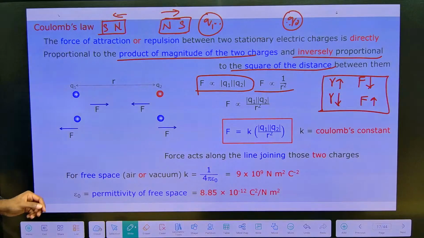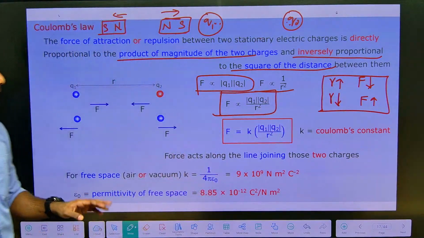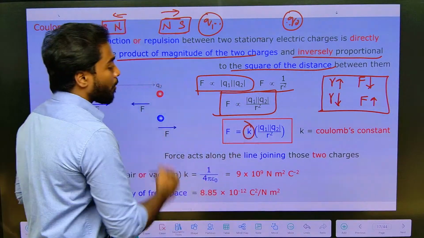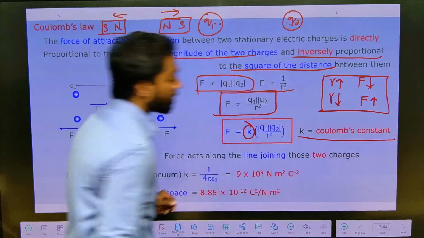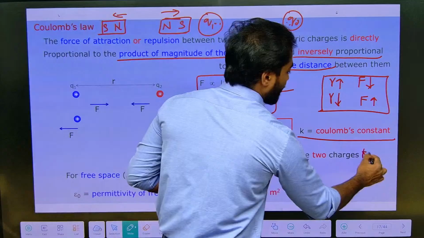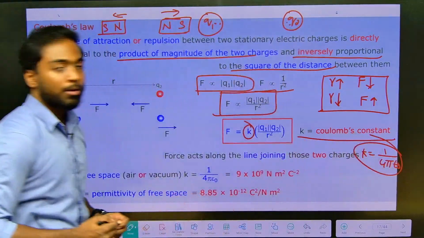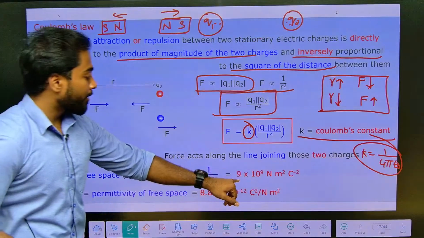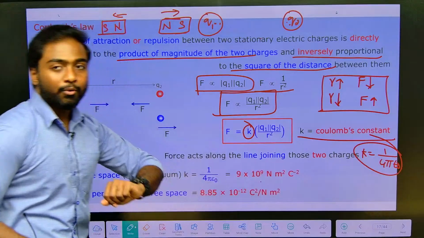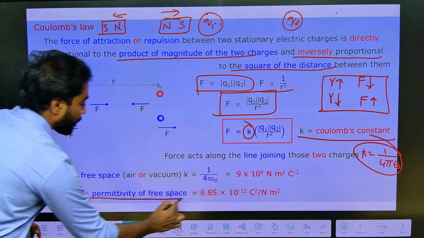So when we combine both, we get Q1 Q2 by R square. To remove the proportionality, we add a constant called K, which is nothing but Coulomb's constant. The value of K is 1 by 4 pi epsilon naught. Numerically it is 9 into 10 power 9 Newton meter square per Coulomb square. And epsilon naught is the permittivity of free space.